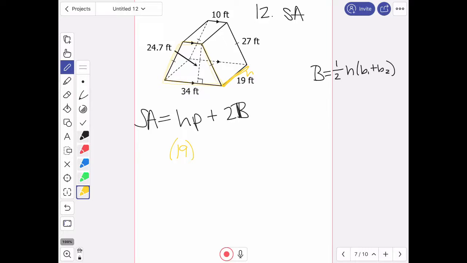My perimeter of my base, if I just look at this trapezoid, it appears to be an isosceles trapezoid, so there's congruent sides here. They should be 27 feet. This is 34 feet, and then this side length has to be congruent to this trapezoid side length as well. So I'm going to take 10 plus 27 plus 34 plus 27 again to get my perimeter of my trapezoid, which turns out to be, I'm going to write it over here, 98.